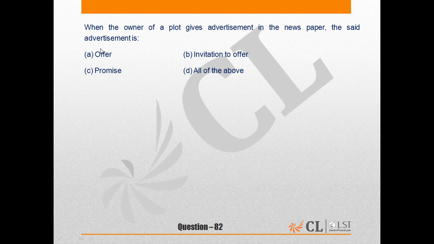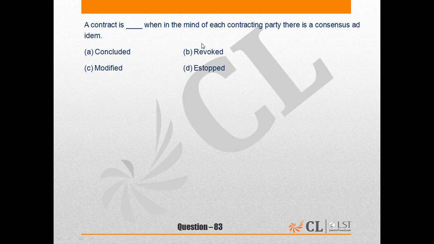Now coming down to question number 82. When the owner of a plot gives an advertisement in the newspaper, this would amount to an invitation to offer. Therefore option B is the correct answer. Coming down to question 83. A contract is dash when in the mind of each contracting party there is a consensus ad idem. So when there is a consensus ad idem, the contract is concluded. Therefore option A.